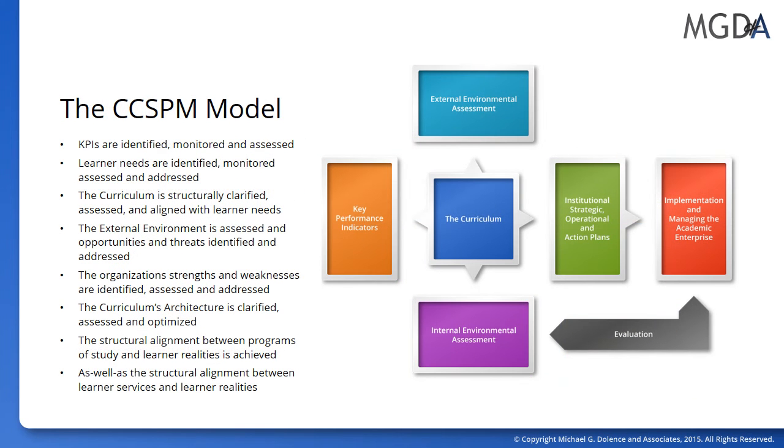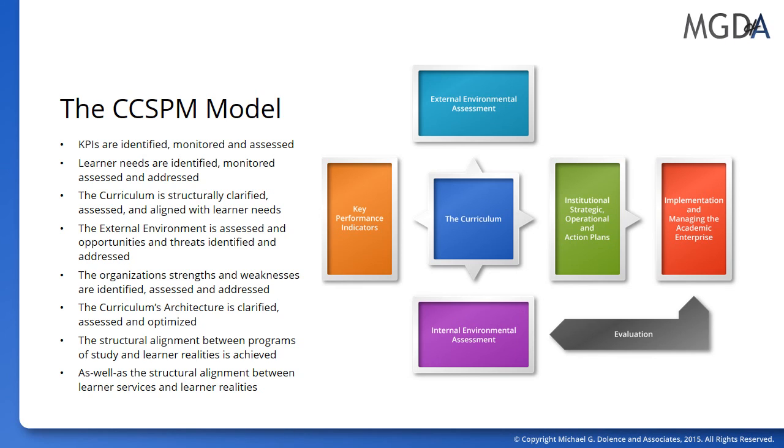So that's the CCSPM overview. 7 elements integrated into one planning and management system with the curriculum at the center and the learner at its heart. Using the model, KPIs are identified, monitored, and assessed. Learner needs are identified, monitored, assessed, and addressed. The curriculum is structurally clarified, assessed, and aligned with learner needs. The external environment is assessed and opportunities and threats identified and addressed.